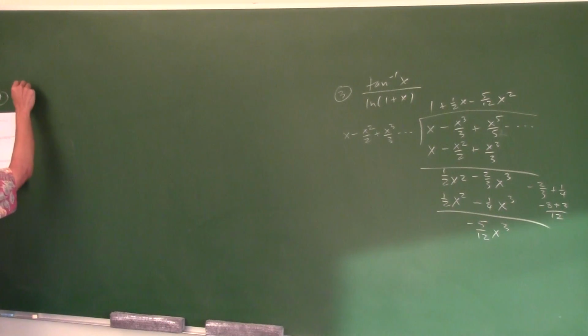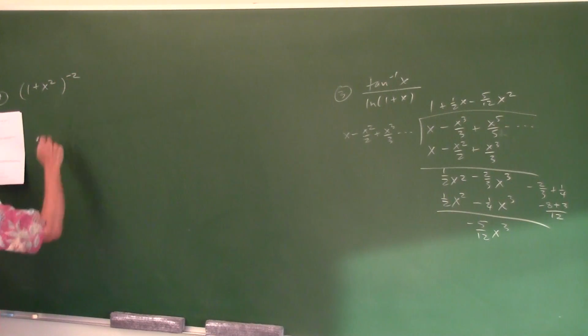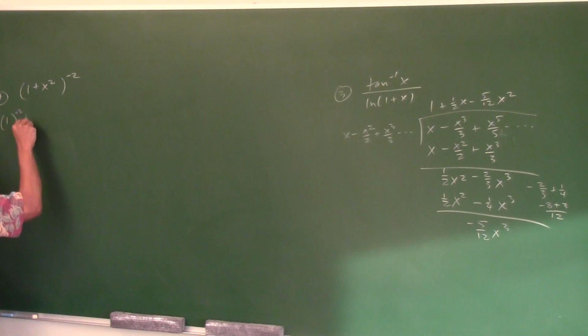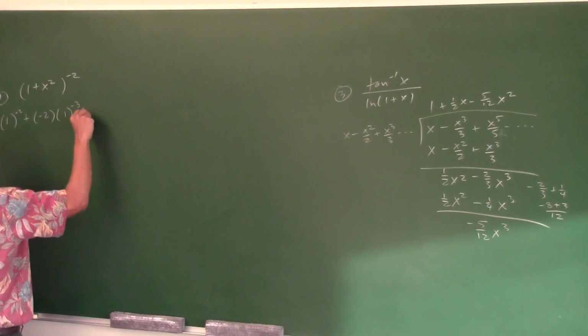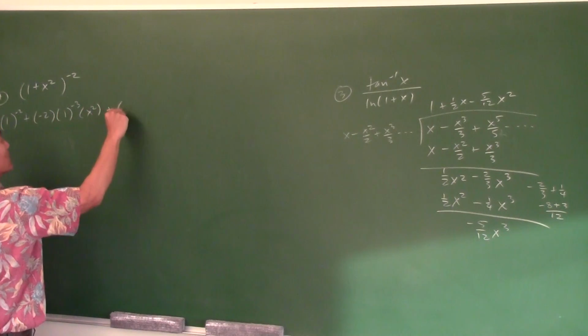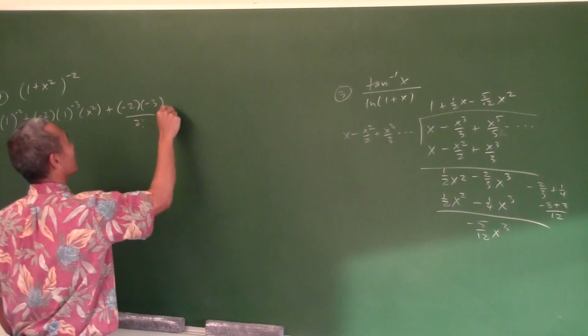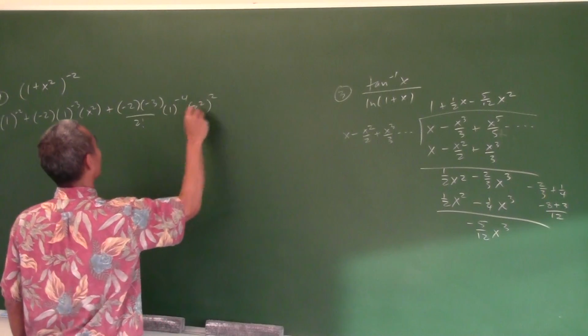Okay, here we go. 1 plus x squared. This looks eerily familiar. Write out the first 4 terms, and again, binomial theorem. A to the n plus n. The power of A goes down by 1. The power of B goes up by 1. N minus 1 all over 2 factorial. The power of A goes down by 1. The power of B goes up by 1.